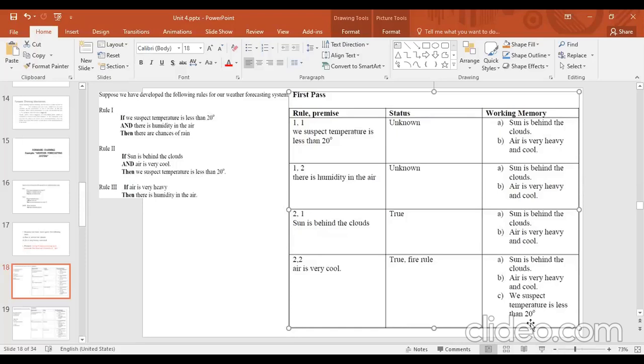Okay. Till now you have clear. One by one I have to add a rule. Then I have to check with the working directory. If it is matched, then I have to fire. Okay.